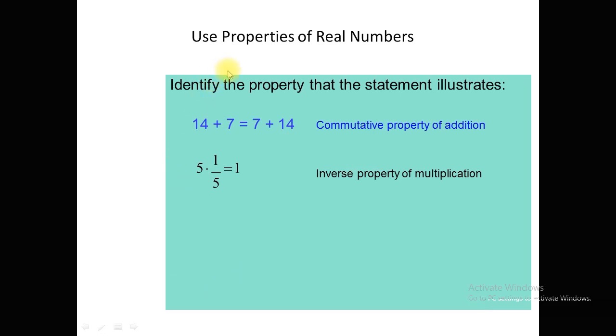Now use properties of real numbers. Identify the property that the statement illustrates. 14 plus 7 is equal to 7 plus 14. This is the commutative property of addition. And 5 multiplied by 1 over 5 is equal to 1. This is the inverse property of multiplication.